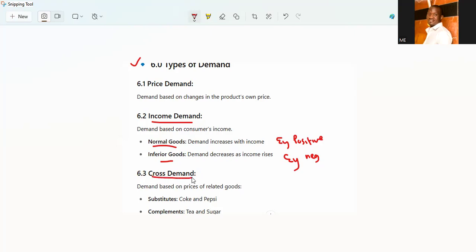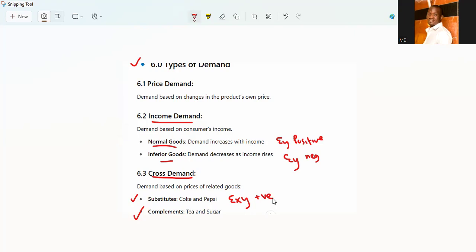So with cross demand, we have two types of goods that we need to know. We have substitute goods, we have complementary goods. Substitute goods, we have goods like Coke and Pepsi. These are goods with positive cross price elasticity. So if your cross price elasticity is what? Is positive, it means those are substitute goods. Substitute goods have the same usage. They compete against each other. If one becomes expensive, you go for the other. All right? So these are called substitute goods.